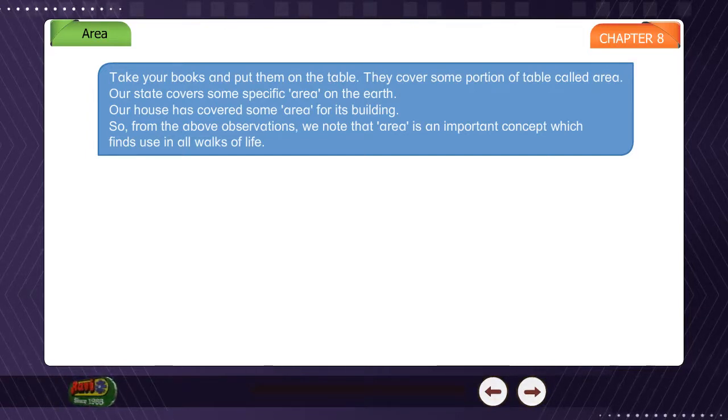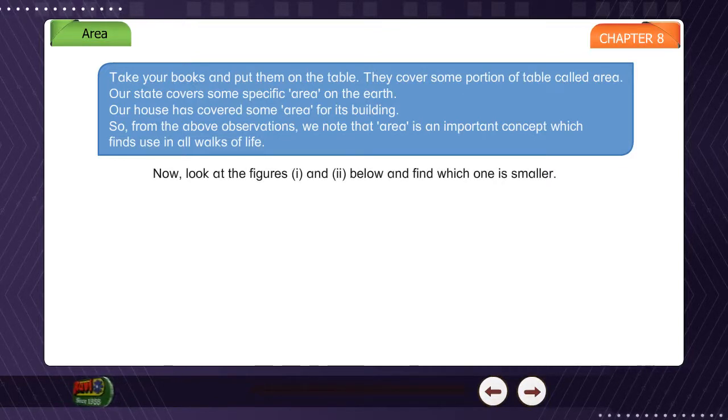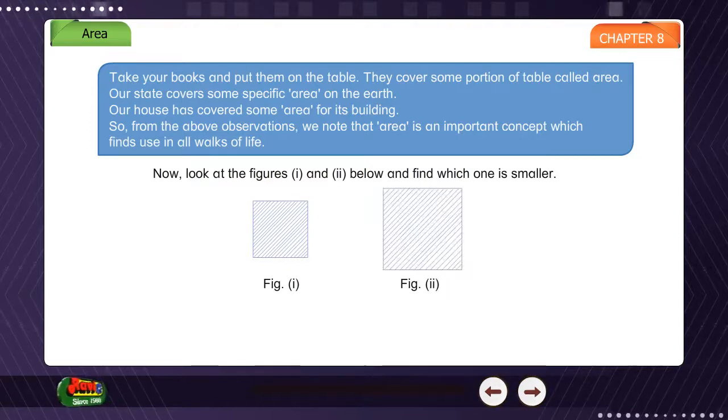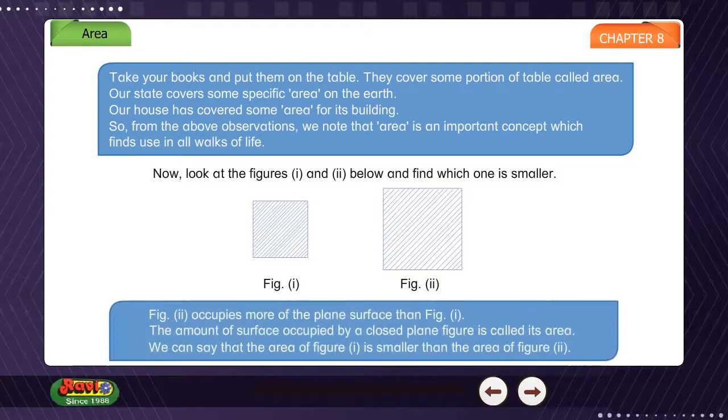So, from the above observations, we note that area is an important concept which finds use in all walks of life. Now, look at figures 1 and 2 below and find which one is smaller. Figure 2 occupies more of the plane surface than figure 1. The amount of surface occupied by a closed plane figure is called its area. We can say that the area of figure 1 is smaller than the area of figure 2.